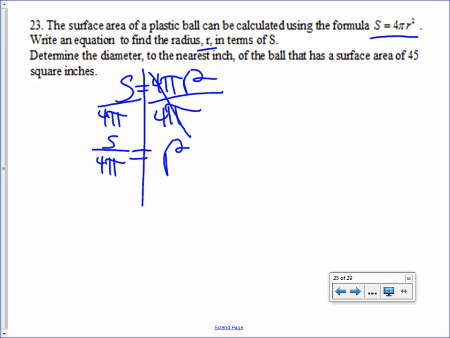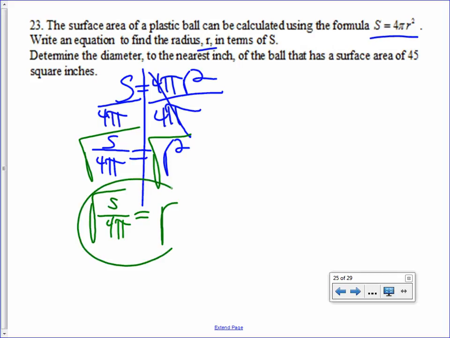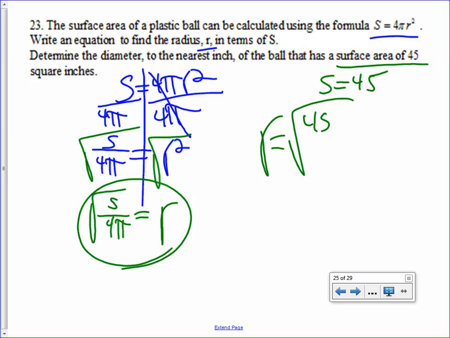I don't have r by itself yet. I got to get rid of that square. To get rid of the square, I do the square root. R equals radical S over 4 pi. That's the answer to the first question. Now it says to determine the diameter, to the nearest inch, of the ball that has a surface area of 45. It's telling me that S is 45. If S is 45, I'm going to replace the S with 45.